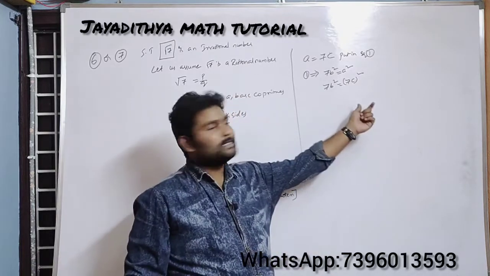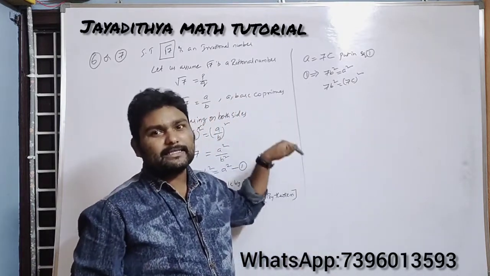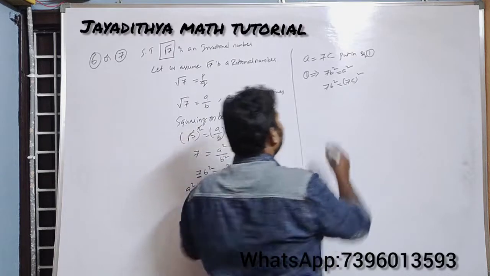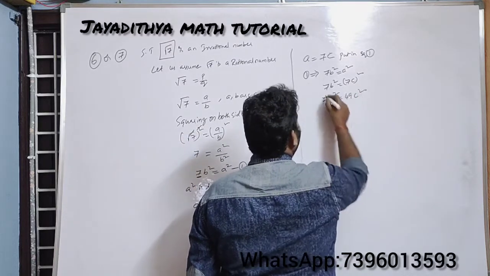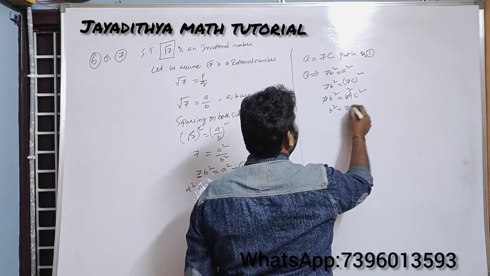Here also some students will make a mistake. They will just write 7c square and cancel 7 and 7. There the problem will go. So you should write the whole square. Now this becomes 7b square is equal to 49c square. 7 ones are 7, 7 sevens are 49. So b square is equal to 7c square now.